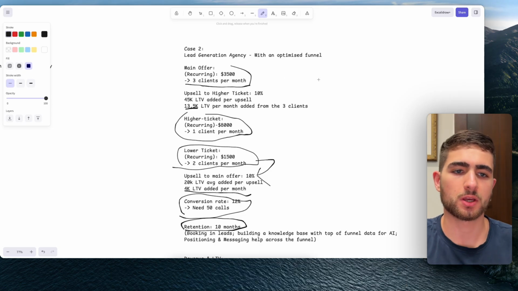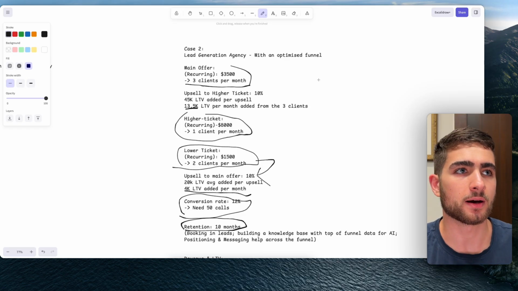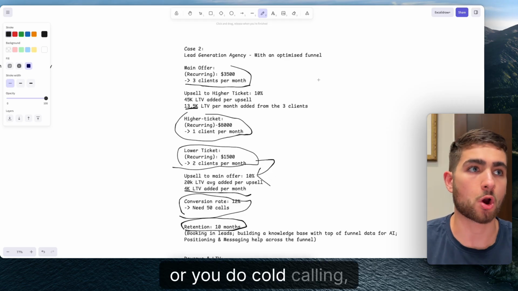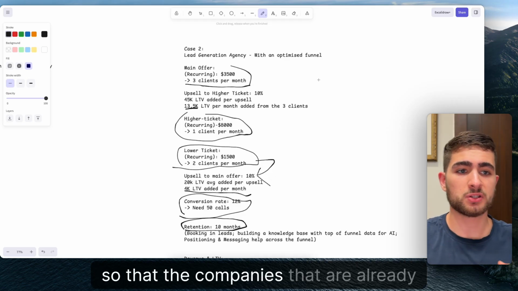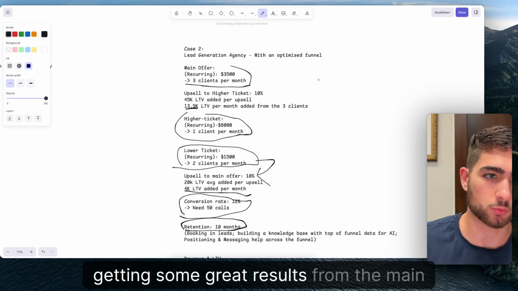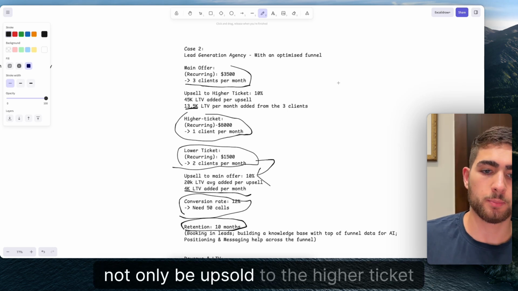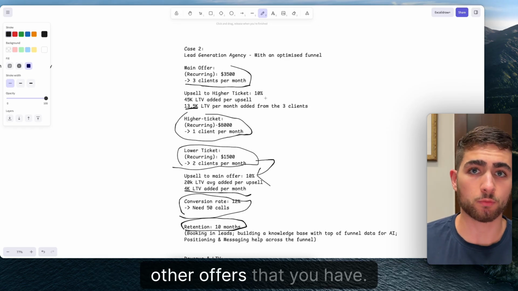cross sells. So instead of just having lead generation, maybe you also have an offer where you do sales coaching to the team, or you do cold calling, or you do some other adjacent services, so that the companies that are already getting some great results from the main offer can not only be upsold to the higher ticket one, but can also be cross-sold to some other offers that you have.